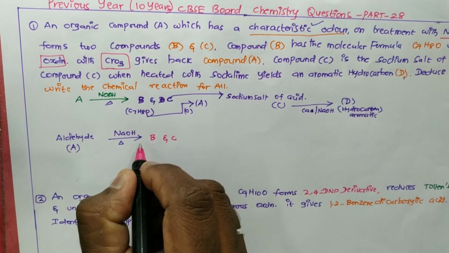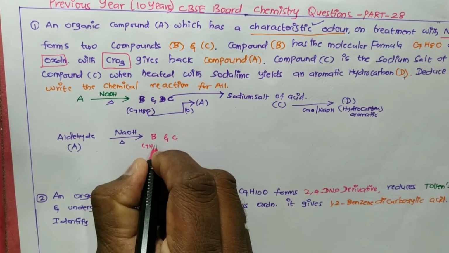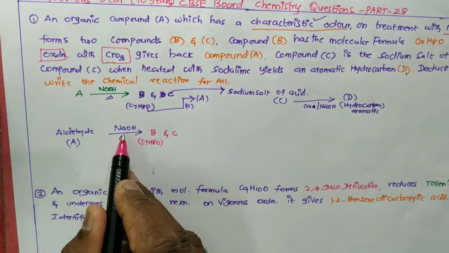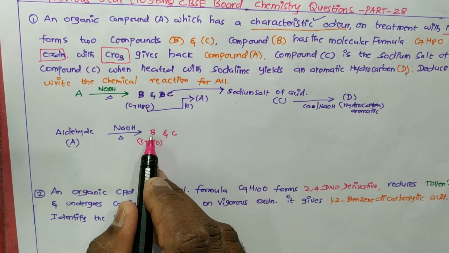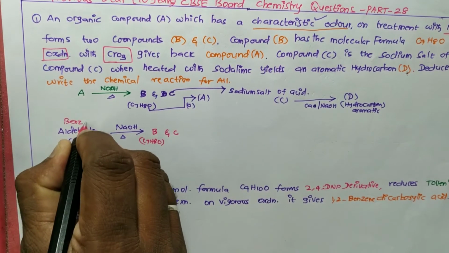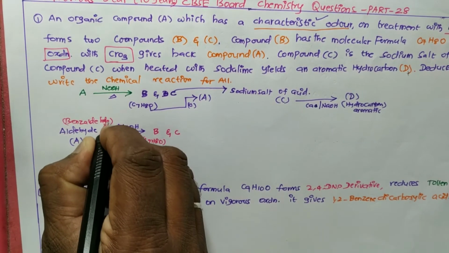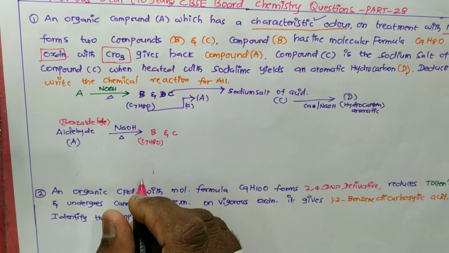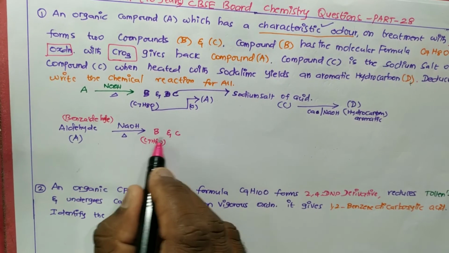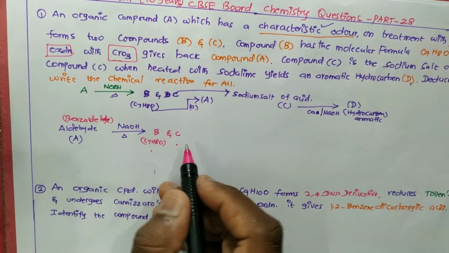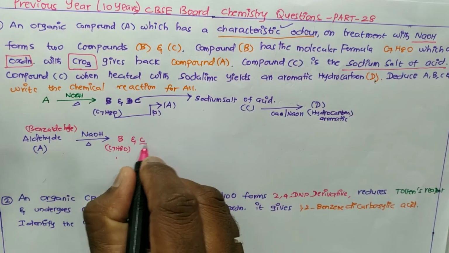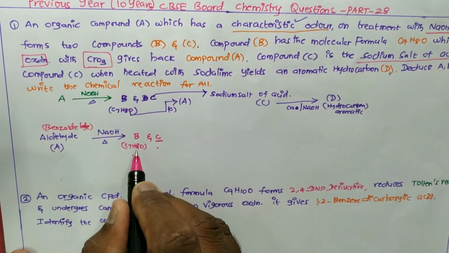It has molecular formula C7H8O. If you assume it is benzaldehyde treated with NaOH, it will involve a Cannizzaro reaction, because there is no alpha hydrogen in benzaldehyde. Such molecules always undergo the Cannizzaro reaction, which usually gives different products. One product is an alcohol, another product is an acid salt. As the clue says compound C is a sodium salt of an acid, compound B may be an alcohol.